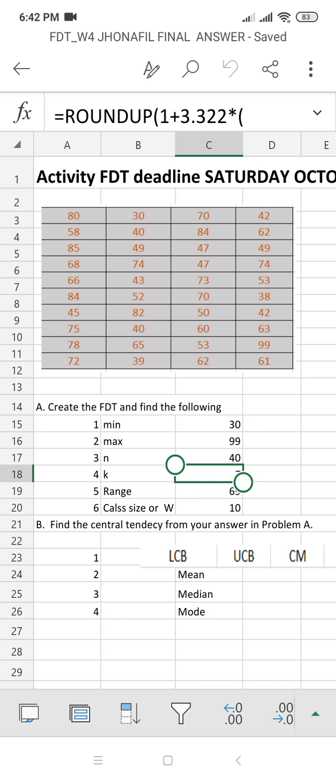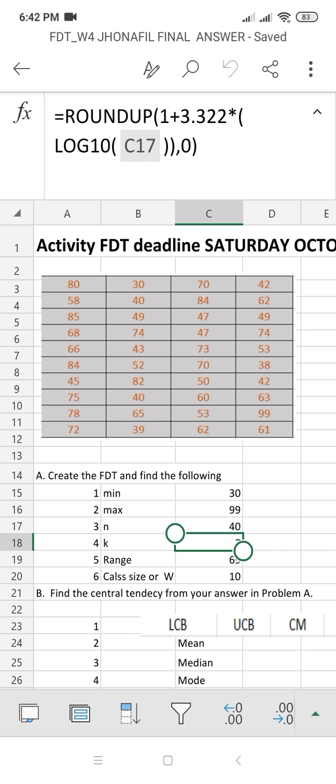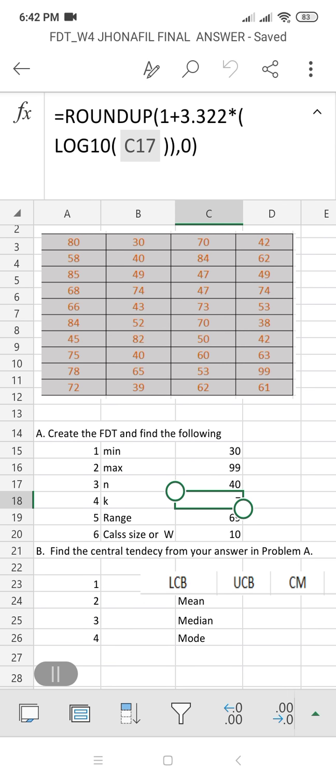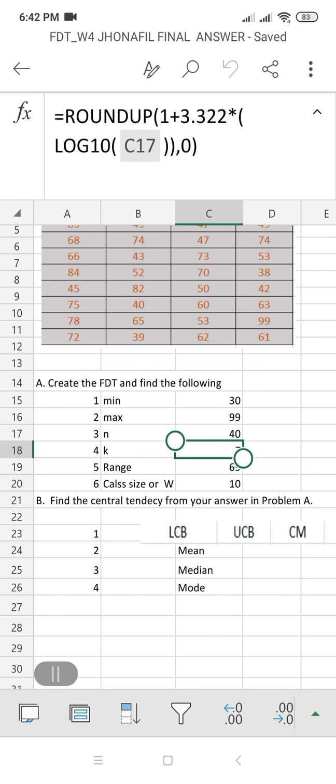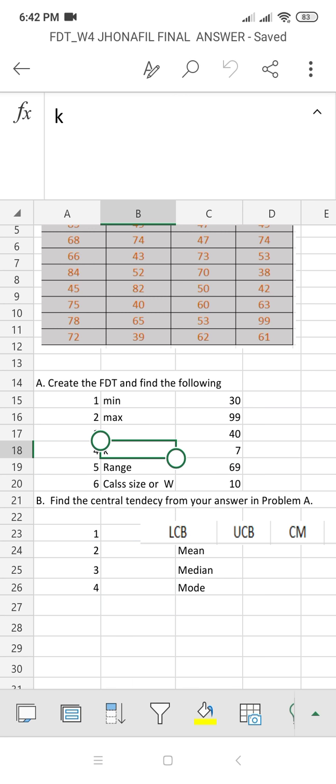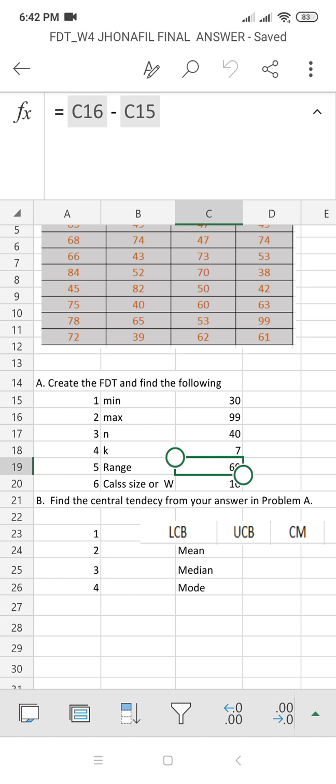The next is the K. So in K, or the row, this is my formula. We have to round up, then parentheses with 1 plus 3.322 times log 10 of N, which is 40. And so this is our K, it's 7. Next is the range, it's 69. This is the formula. We have to subtract the min from the max.